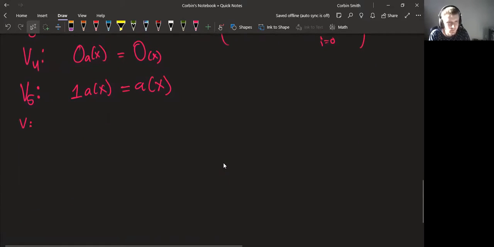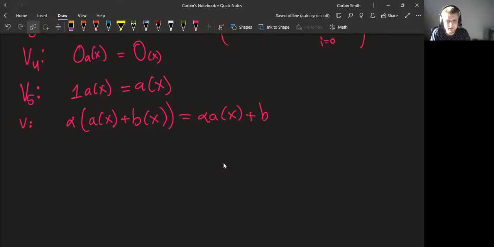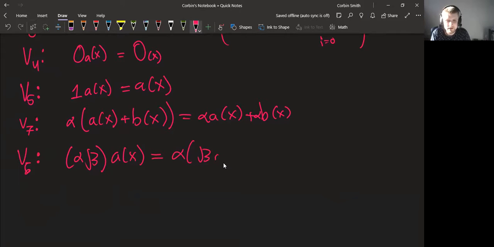And that is for any number alpha. So alpha is a number, times a of x plus b of x, that's equal to alpha a of x plus alpha b of x. My apologies, and I actually skipped one. So this is technically the 7th property. Let me state the 6th property first. If we have alpha and beta, and we multiply those first, and then multiply a polynomial, that's the same as if you did beta first and then alpha.